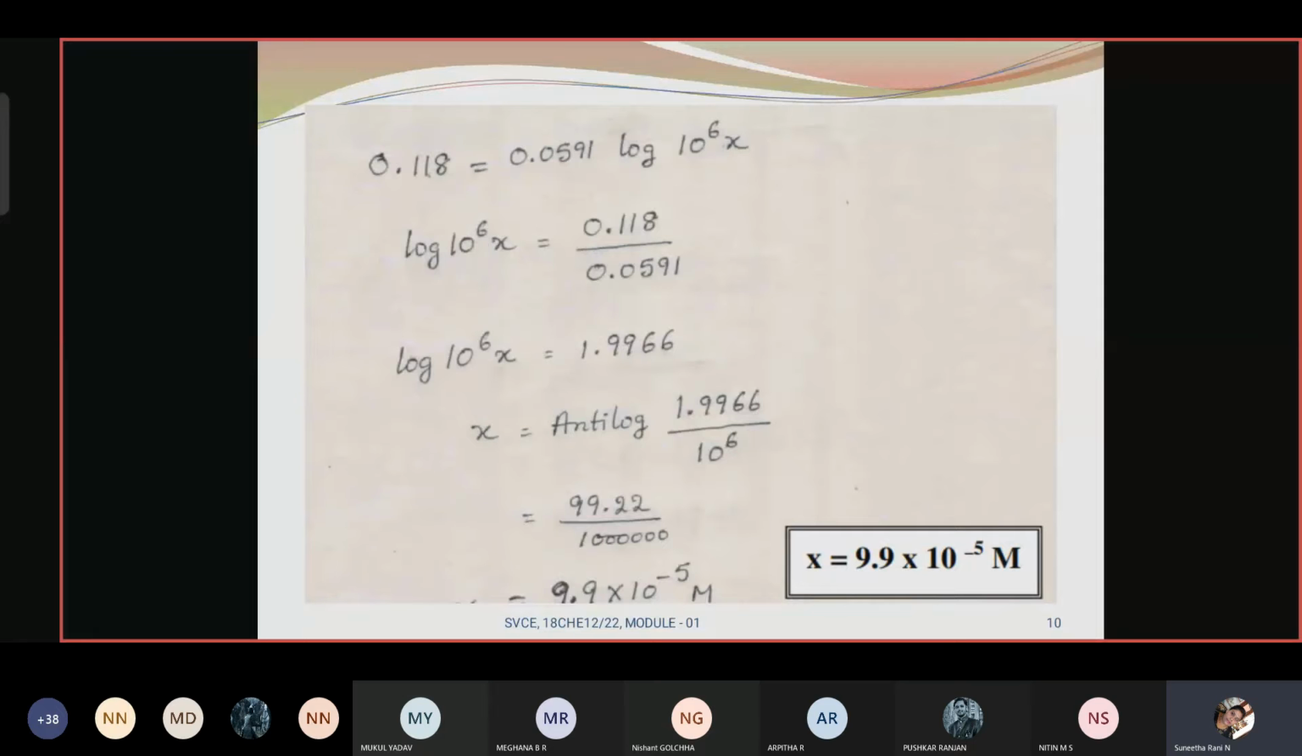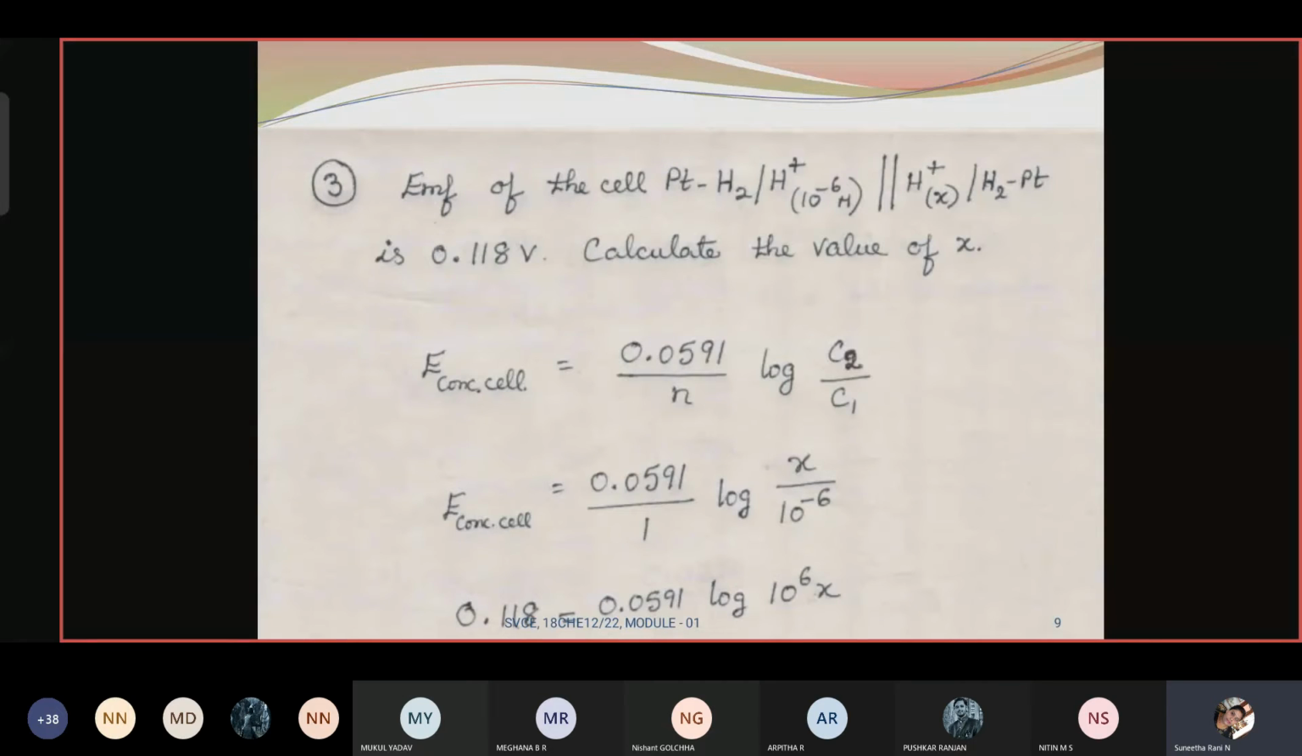Substituted. After substitution, if you calculate, it is very simple. 0.0118 is equal to 0.0591 log of x, taking 10 raised to minus 6 to the numerator. It becomes x times 10 raised to 6. Then substitute. After writing this, calculate what is the log of 10 raised to 6.